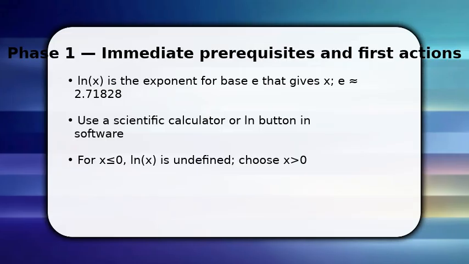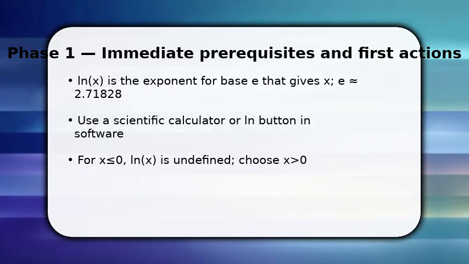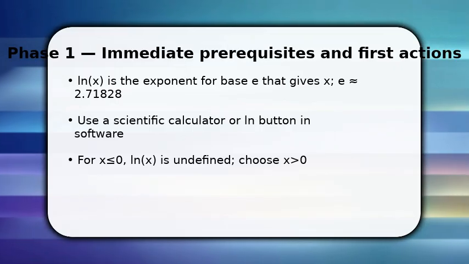You begin by confirming the number is positive, otherwise ln is undefined. Next, locate the ln function on your calculator or software. If your device only has log base 10, use change of base: ln x equals log10 x times ln 10. Enter the number precisely, avoid rounded inputs. Once done, press ln or compute using the formula.